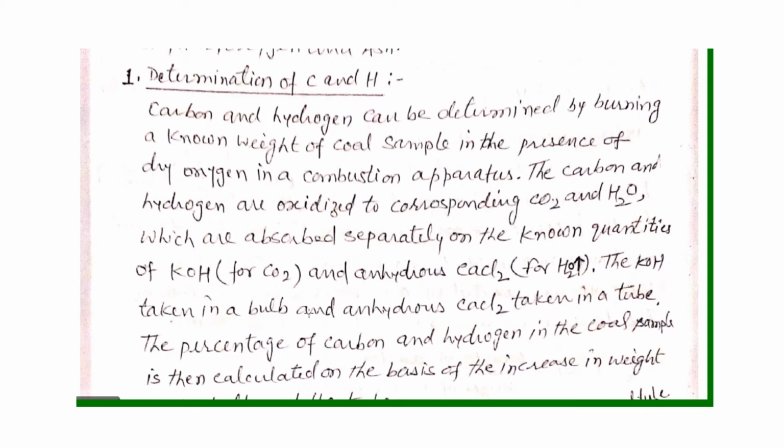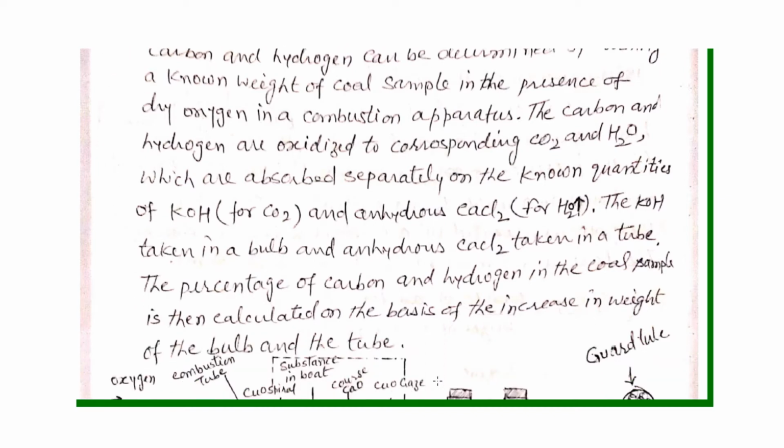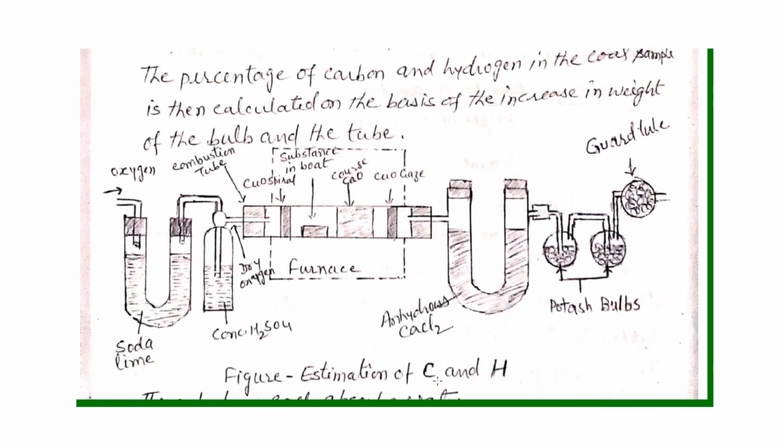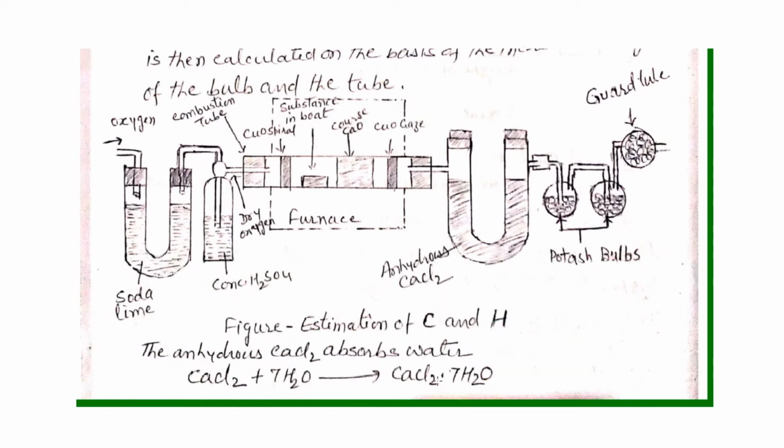The KOH is taken in a bulb and anhydrous CaCl2 is taken in a tube. The percentage of carbon and hydrogen in the coal sample is then calculated on the basis of the increase in weight of the bulb and the tube. So this is the simple apparatus.